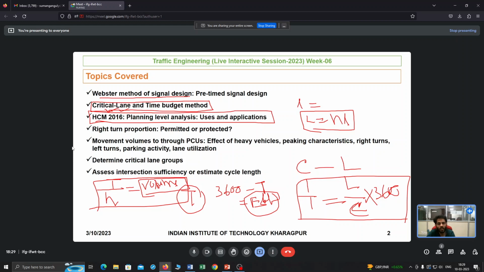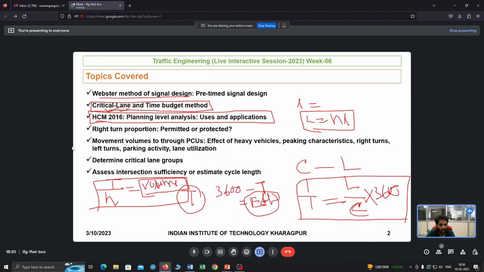Critical lane groups means those having the highest V by C ratio, based on a phase. Because we do not have a phase right now, maybe you can decide hypothetically that I have three phases. If I have three phases, this kind of lanes are coming. So now I can calculate the lane or movement group. Now I know the V by C scenario, so based on that V by C we can assess for each movement whether your intersection is sufficient, right?